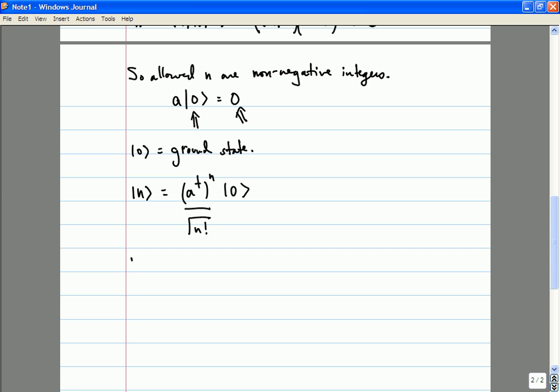Just as a bit of an aside to touch base with other descriptions of the harmonic oscillator which you have seen, it is easy in this basis, given this algebraic derivation, to write these states in the x representation, in the x basis.